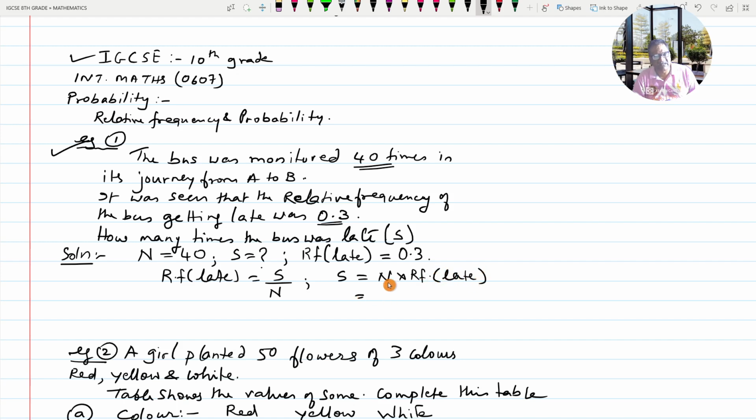So S will be equal to n, you can take 40, times the relative frequency, you can take as 0.3. And 40 into 0.3: 4 threes are 12, so 40 into 0.3 is 12. So 12 is the answer. So S is equal to 12. That means the bus was late 12 times.